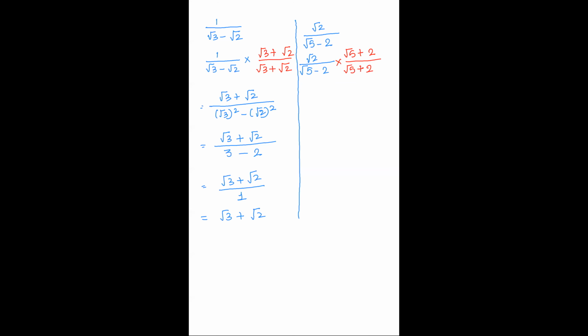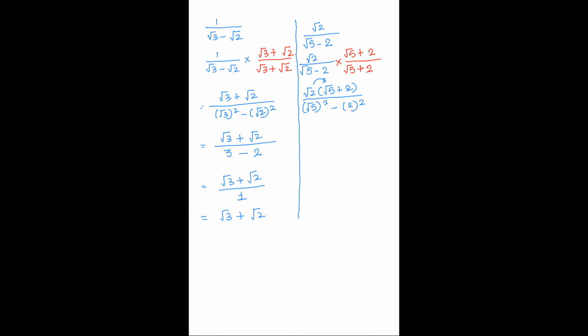So now the numerator gets multiplied by the numerator, and the denominator, as usual, you always get a form of a plus b, a minus b. So root 2 multiplied by root 5 plus 2, the whole upon, now see, root 5 minus 2 into root 5 plus 2. Whenever you rationalize, you're going to multiply by the conjugate of it. So naturally, you are going to get a form of a plus b into a minus b, which eventually turns out to be a square minus b square. That is root 5 square minus 2 square.